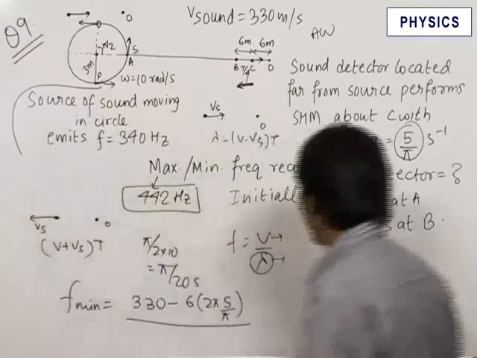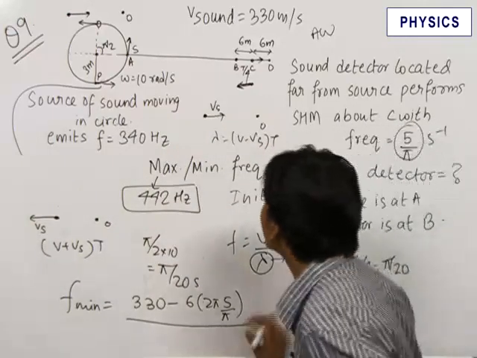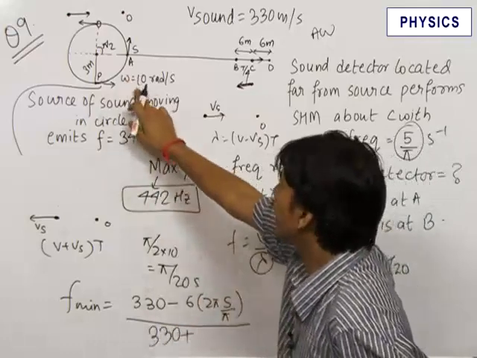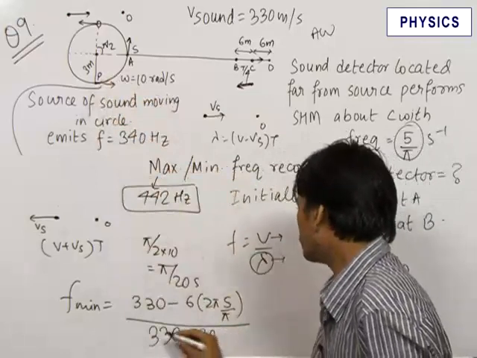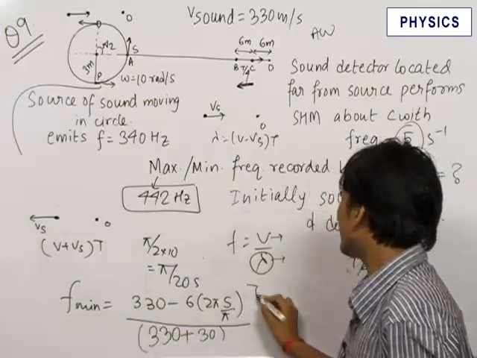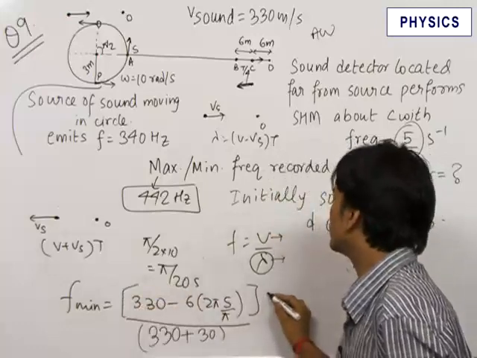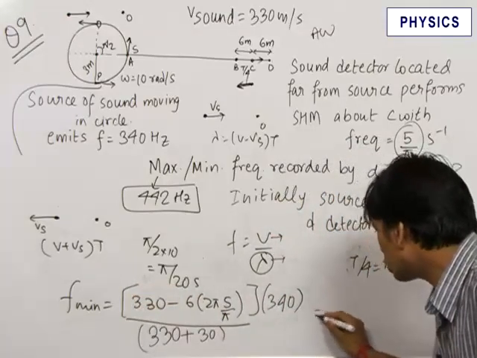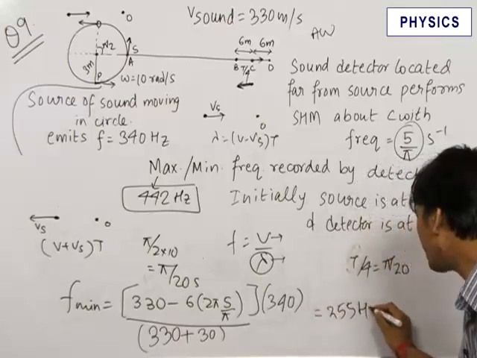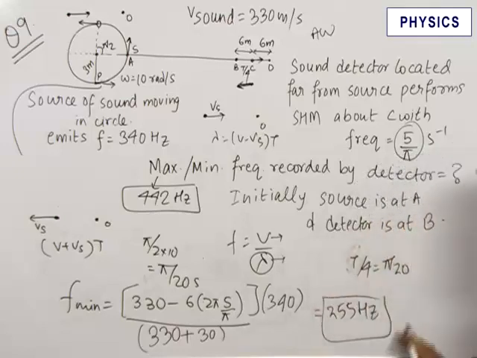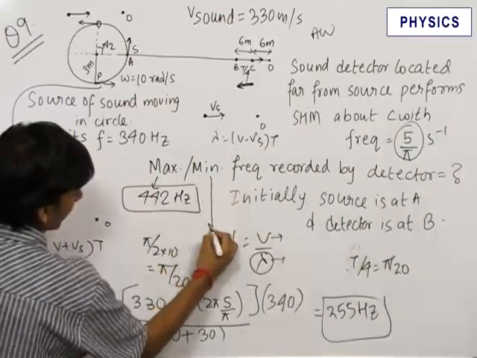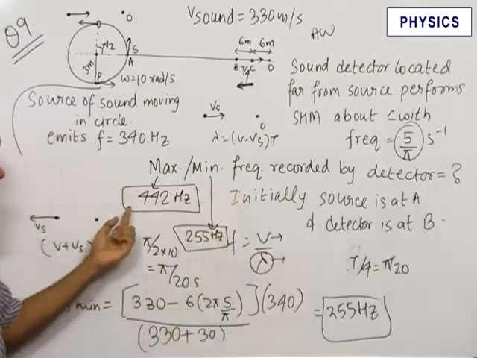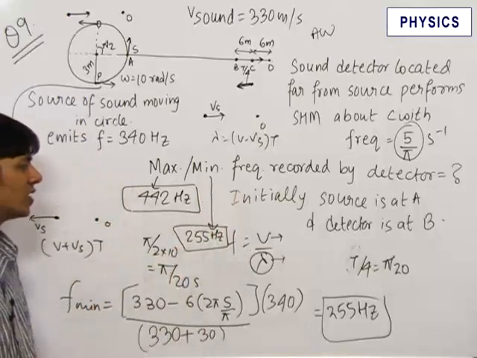upon the wavelength, that is equal to v plus vs into t, that is 330 plus velocity of source, that is equal to omega into r, that is 30 into t, that is 1 upon f. The frequency is given to be 340 hertz. On solving this, this comes out to be equal to 255 hertz. So our final answer for the minimum frequency recorded by the detector comes out to be equal to 255 hertz. So final answer is 442 hertz is the maximum frequency and 255 hertz is the minimum frequency.